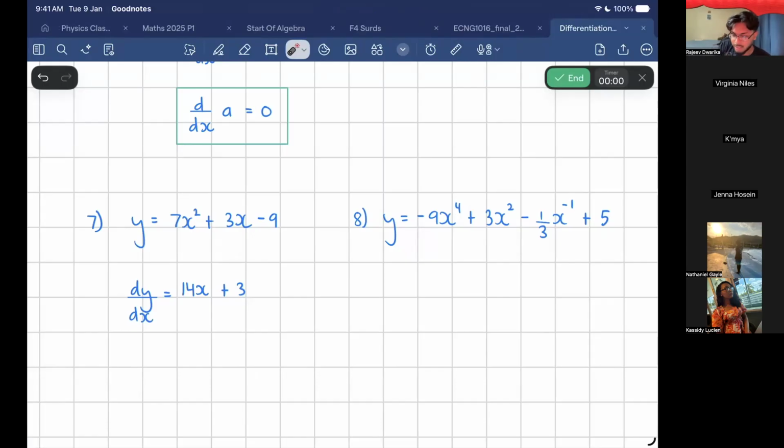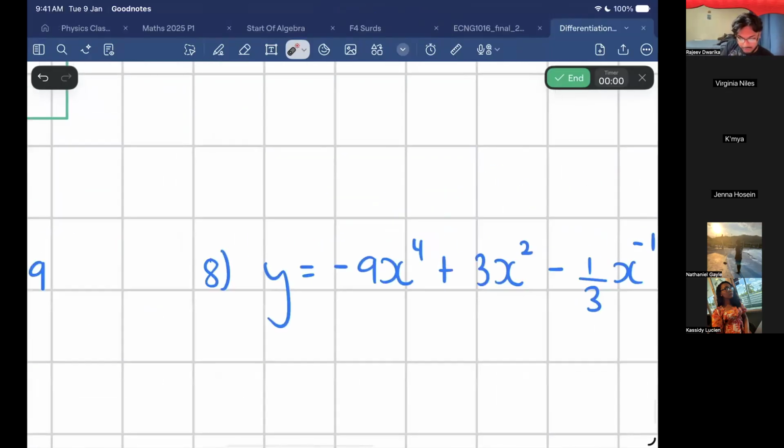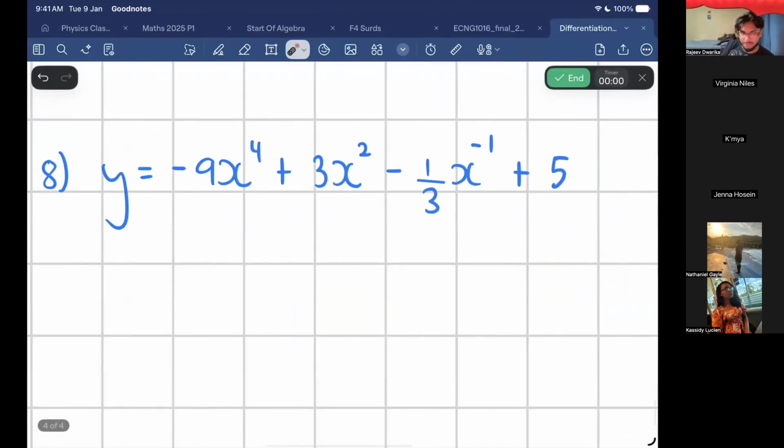So, Nathaniel, wait, just to make sure we're on the same page, did you think that this was an 8 or a 9? Nah, that's a 9. Oh, okay. Yeah, that's okay.